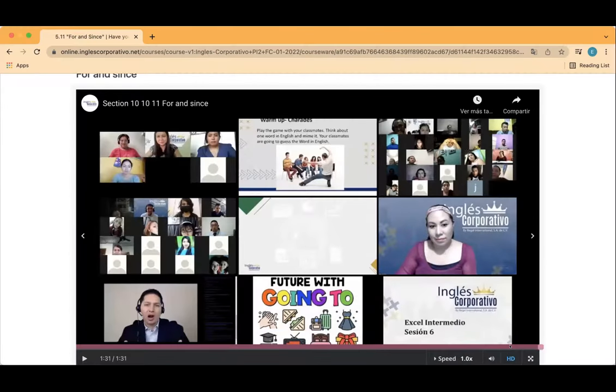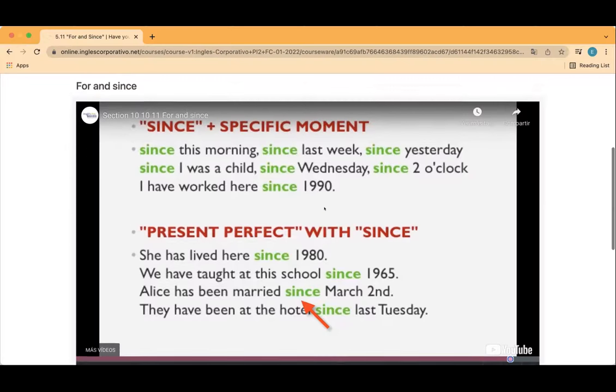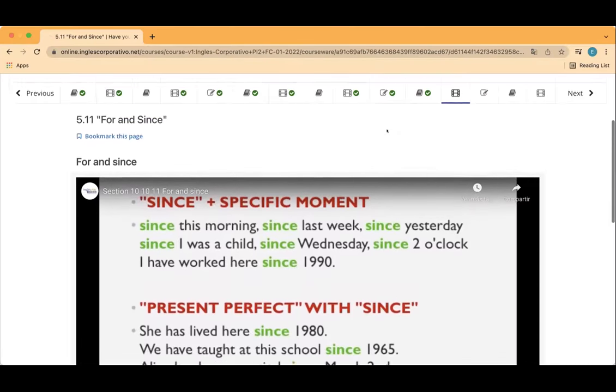Okay. So you see, when we use since, it is to tell a specific time, because with since, when you begin, the idea is when you start the activity is since, and the amount is for. Any questions?